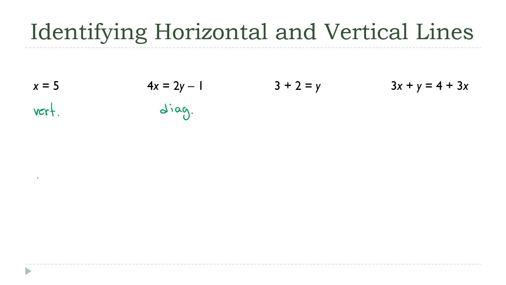Now this middle one, yeah, it's a little complicated. There's some simplifying we can do, but you simplify this and it's just y equals 5. So this one is horizontal. And now this last one is the cautionary tale, right?